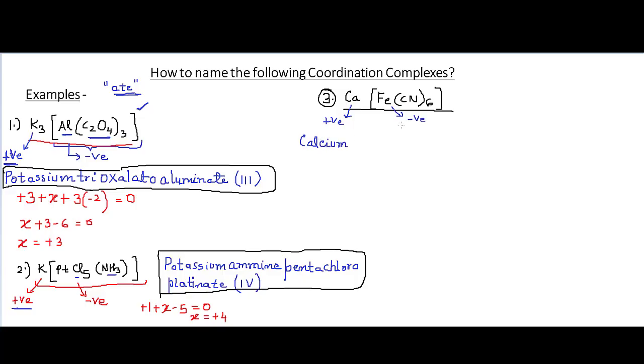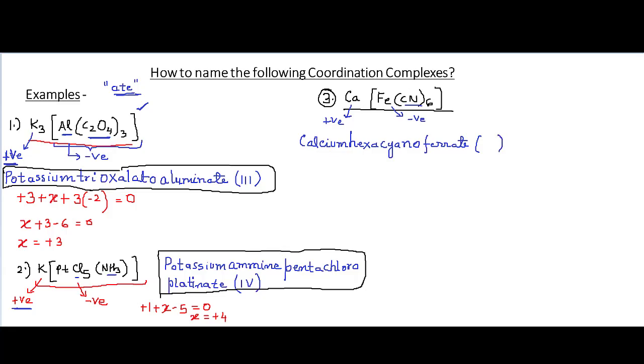Then, when we enter the negative part of the coordination sphere, we will name the ligands first. So which one is the ligand? The cyanide, so cyano. How many cyano? It is hexacyano, 6 cyano, so calcium hexacyano, right? And then after that, we will write the name of the central metal ion. Since it is in the negative sphere, it will end in ate. So ferrous becomes ferrate, so cyanoferrate, correct? And then the oxidation state within the brackets as Roman numbers.